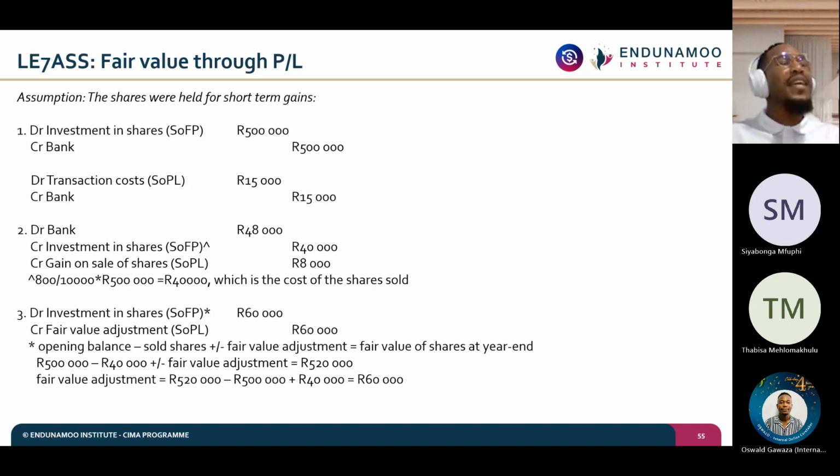And to bring our financial asset, being the investment, to 520,000, we would need to debit the investment in shares with 60,000 and then credit the fair value adjustment in profit or loss with 60,000. How we got to that 60,000 is we simply said the opening balance of 500,000 minus the value of the sold shares, which we determined as 40,000, plus or minus the fair value adjustment should give us 520, being the fair value of the shares at year end. Therefore, the fair value adjustment is 520 less the 500,000 plus the 40,000, which is 60,000 Rand. Any questions?